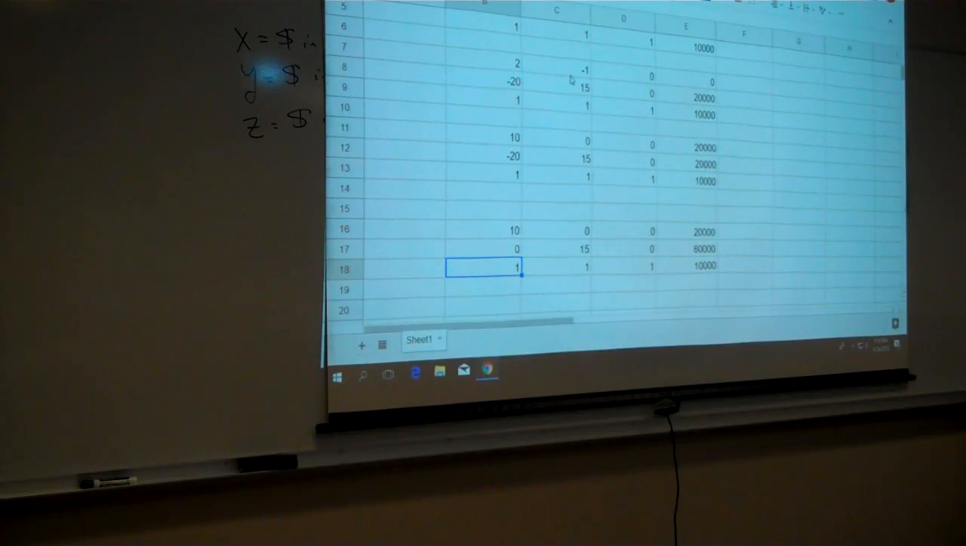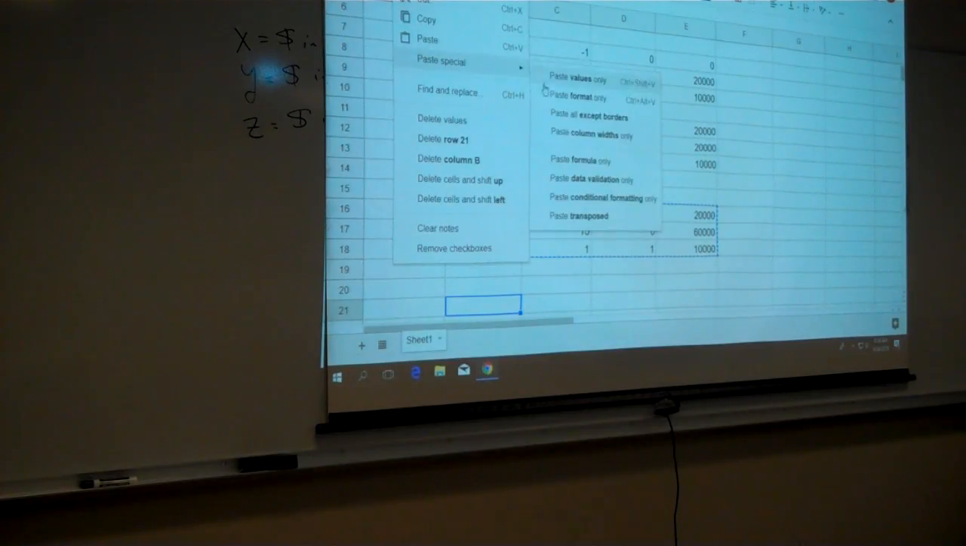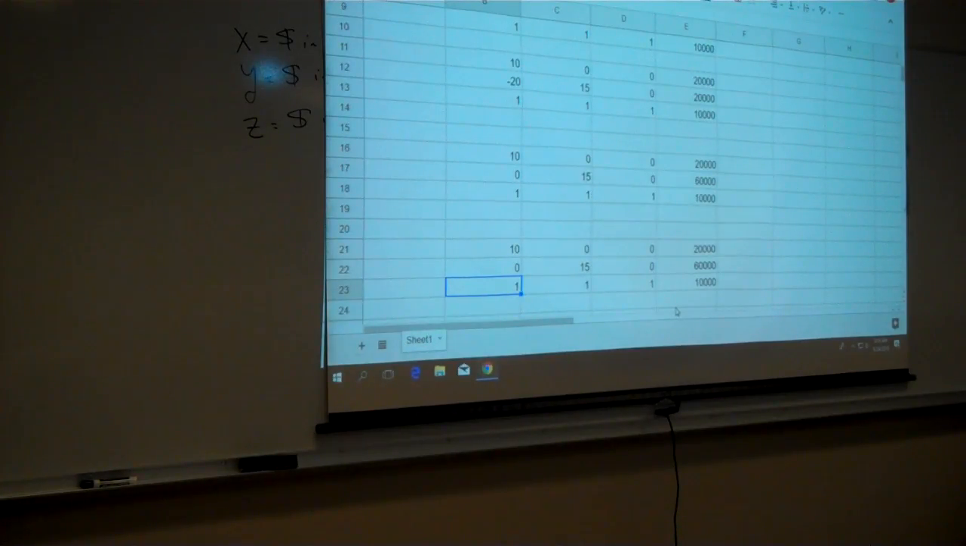How about this, get rid of this 1 right here? Does that make sense? Yes. Alright, let's do that one next. I'm going to copy and paste this down here. I have to do paste special so I don't get the equations, I just get the numbers. Alright, we're aiming for this one right here. How are we going to get rid of it?